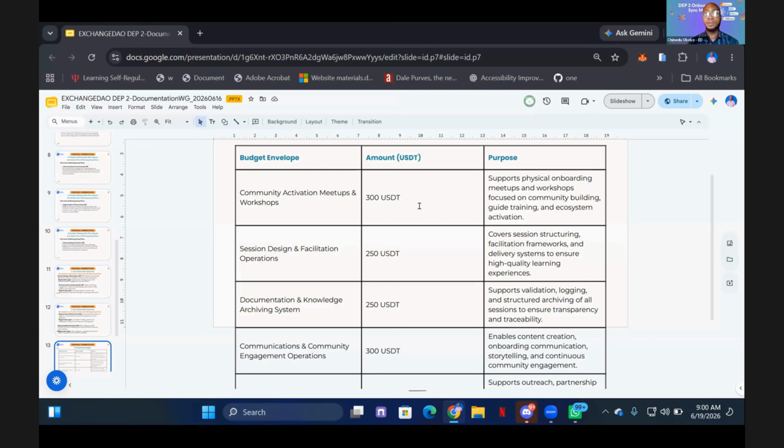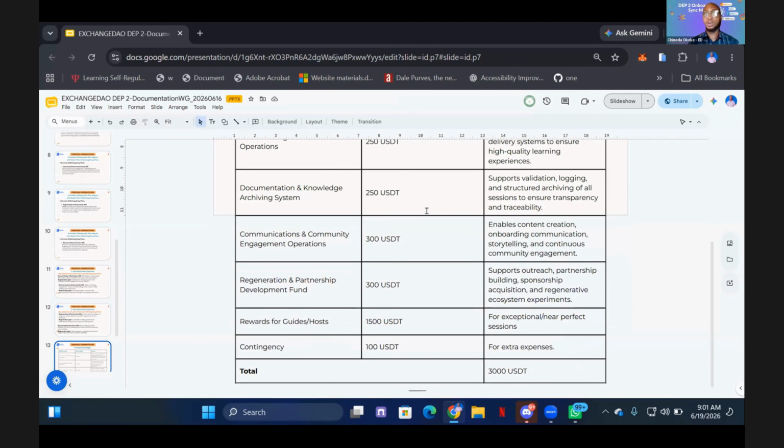This will cover session structuring, facilitation frameworks, and delivery systems to ensure high quality learning experiences. This working group will be in charge of providing a framework on how sessions should be structured, and also validating these sessions before they are put up on the platform. After the sessions are held, they also validate them to make sure that both the participants and the guide were satisfied.